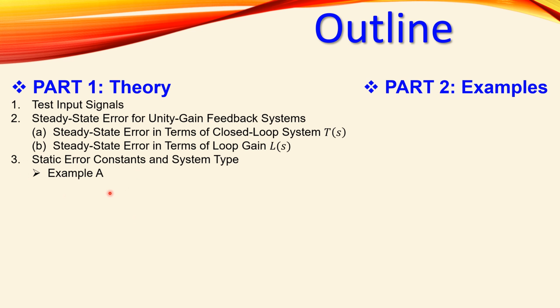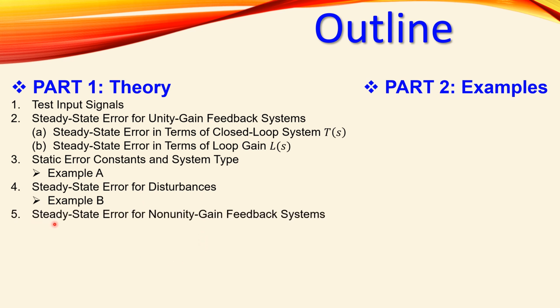Now we will give here an example. I will call that example A. Then we will move on to the steady state error for disturbances, because these topics are all for a reference input, but we have also disturbance, which is the unwanted signal from outside. And again, we give an example to illustrate that concept in great detail.